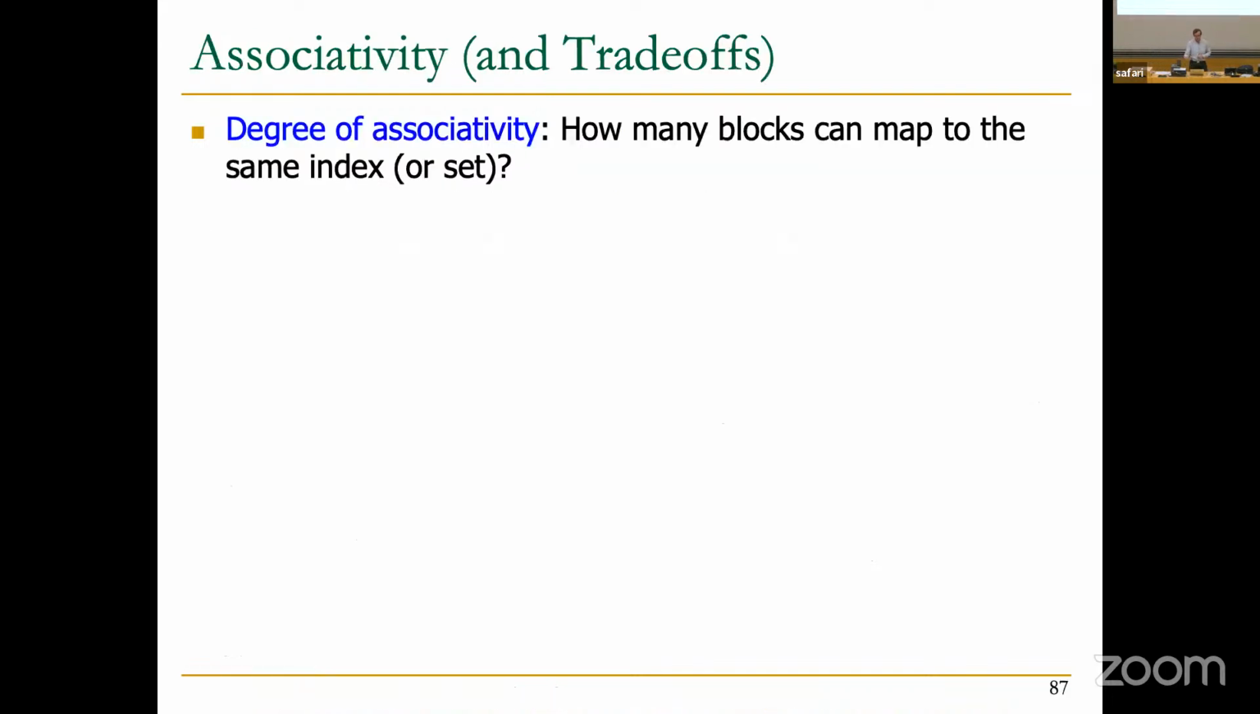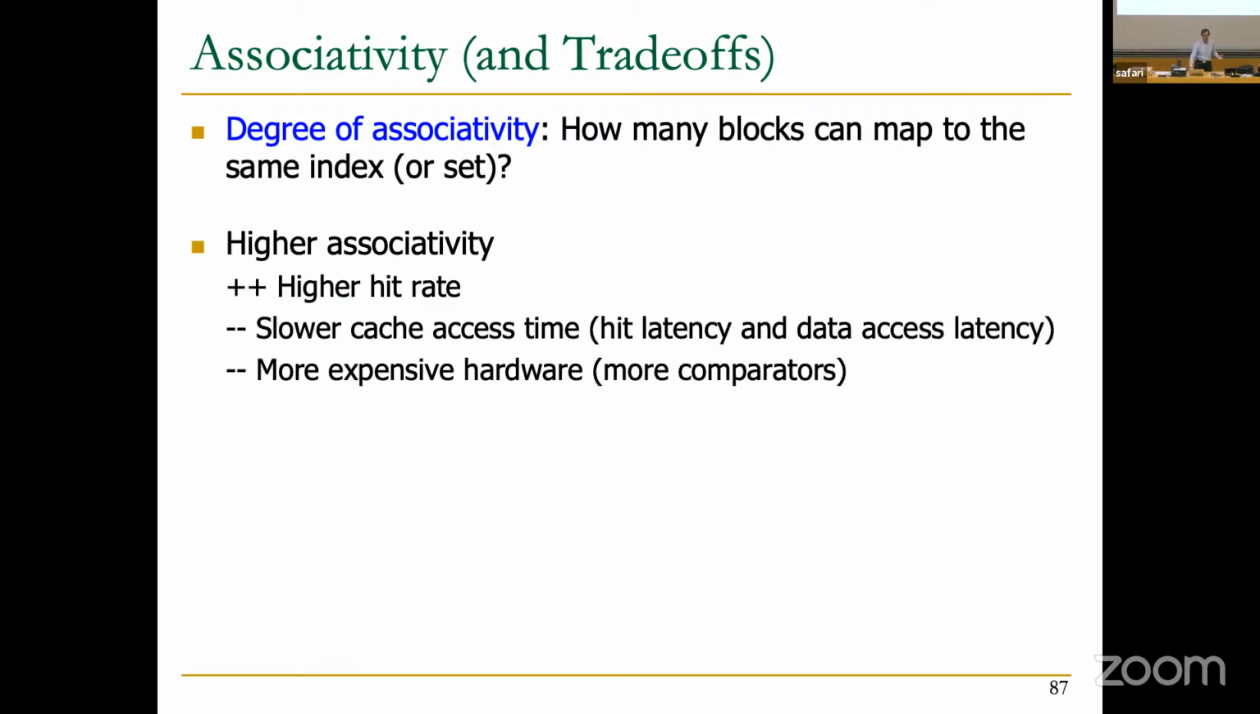But before we go into that, we talked about degree of associativity. Essentially, degree of associativity is how many blocks can map to the same index or set in the cache. Higher associativity usually gets you a higher hit rate. Of course, not guaranteed. This is very much dependent on your access pattern. Nothing is guaranteed because you get a 0% hit rate if you do completely random accesses. If you have no temporal or spatial locality, you get a 0% hit rate. Then you should consider not having caches.